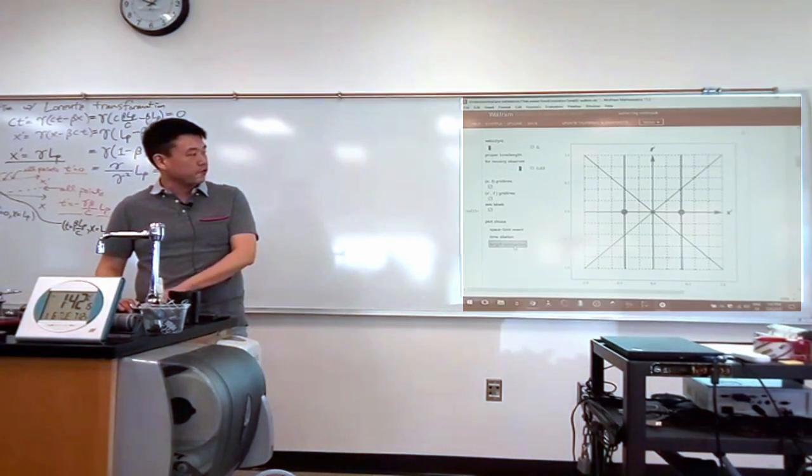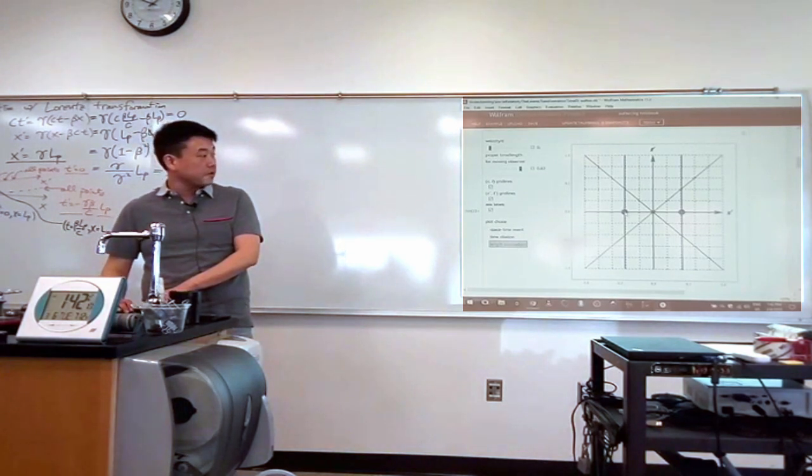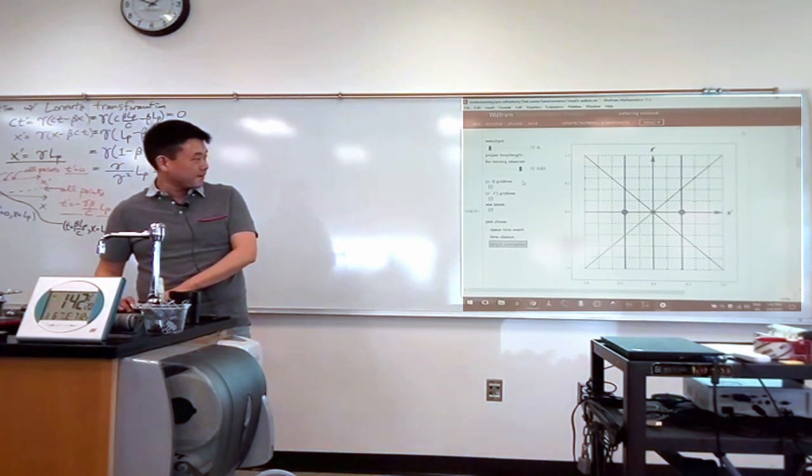Let's have you look at length contraction. So this is the length contraction picture. Oh, maybe before I say anything, let me just try this. All right, that's good enough.